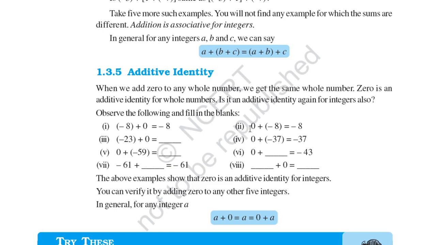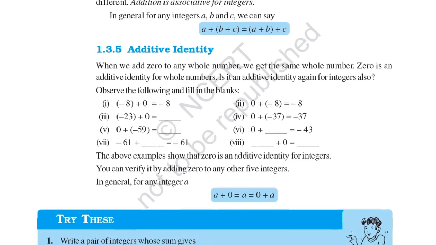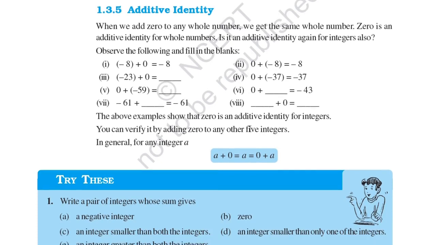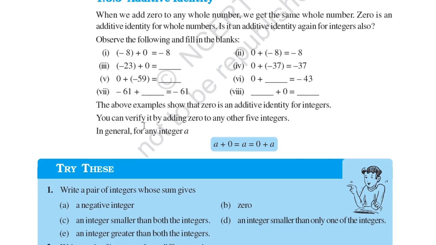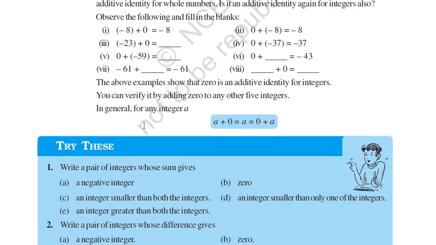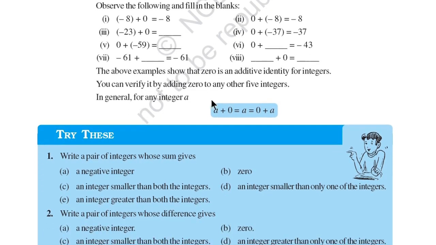Observe the following and fill in the blanks. So -8 + 0 is equal to -8. If you add 0 to any number, it will be the same number. So the above example shows that 0 is the additive identity for integers. You can verify it by adding 0 to any of the other 5 integers. In general, for any integer a, a + 0 is equal to a is equal to 0 + a. So anything you add 0 to will remain the same integer.